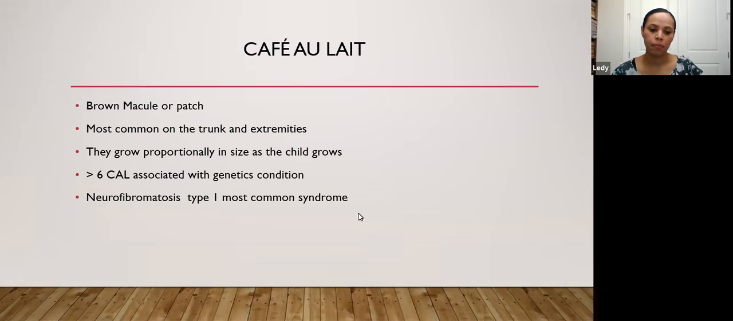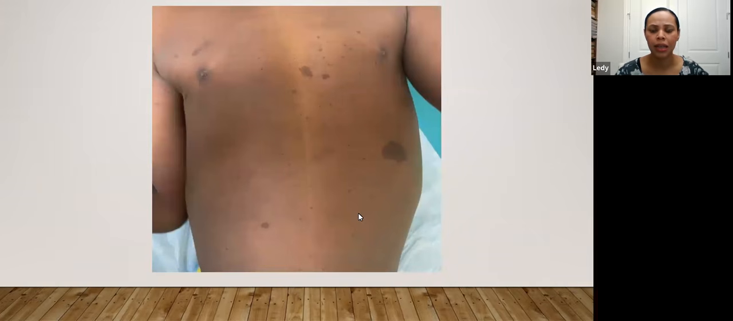But that's one thing I just want to make sure of, whenever you see a patient that has a café au lait, they kind of look like this. So obviously this child has multiple café au laits. So this child, we referred to genetics.